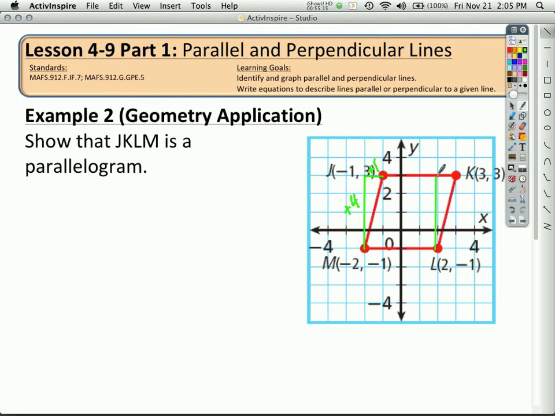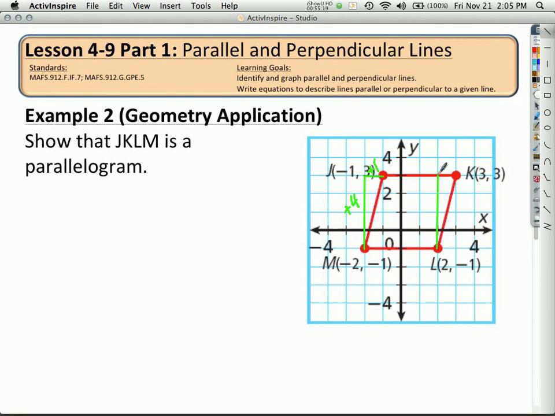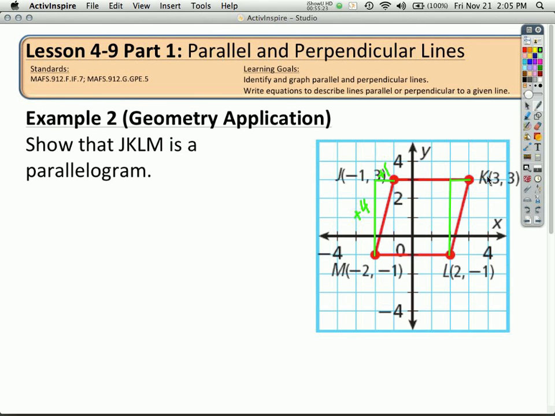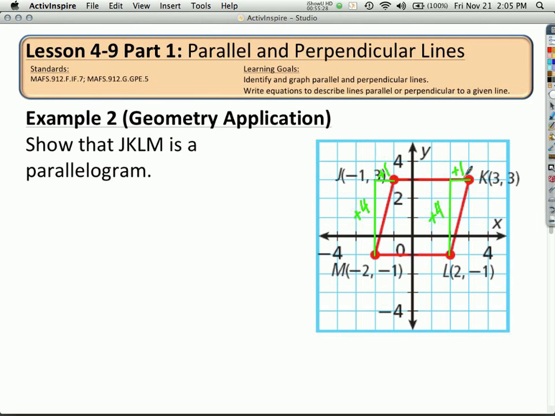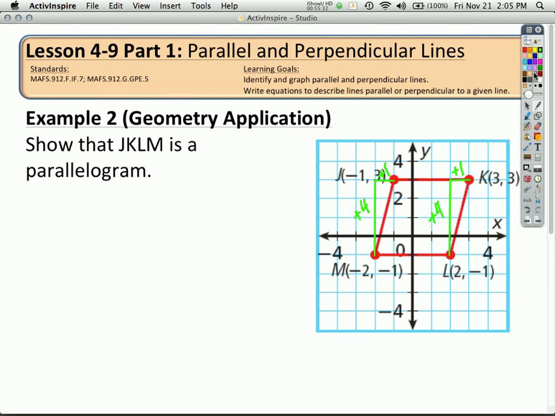Rise over run. And again, we rise 4, run 1, we get 4 over 1. So, this is what we can say.